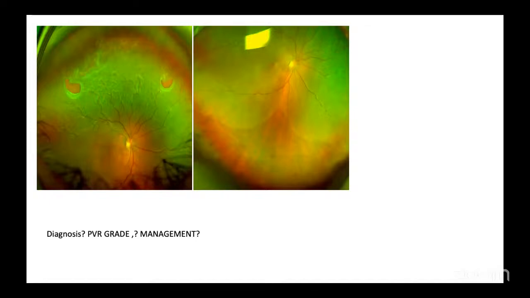Ask about duration, vision. Also see the other eye for any degeneration, lattice degeneration kind of thing, or any tears. If there is a degeneration or a tear in the other eye, you have to do a laser to save that retina from getting detached. And for this patient, does he need observation, medicines or surgery?